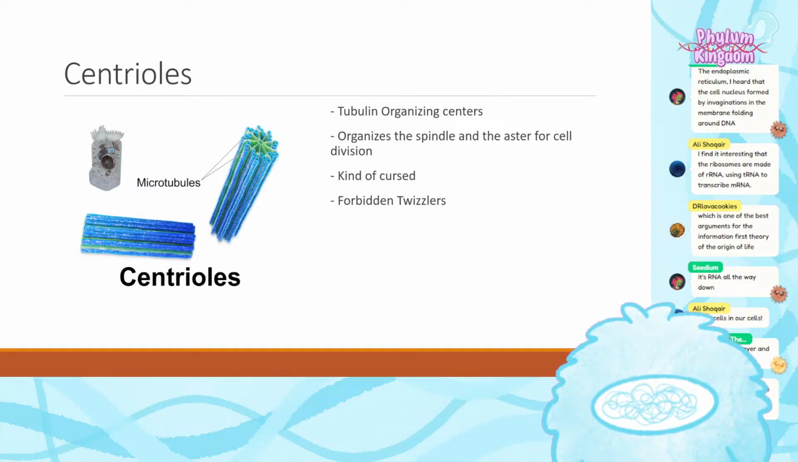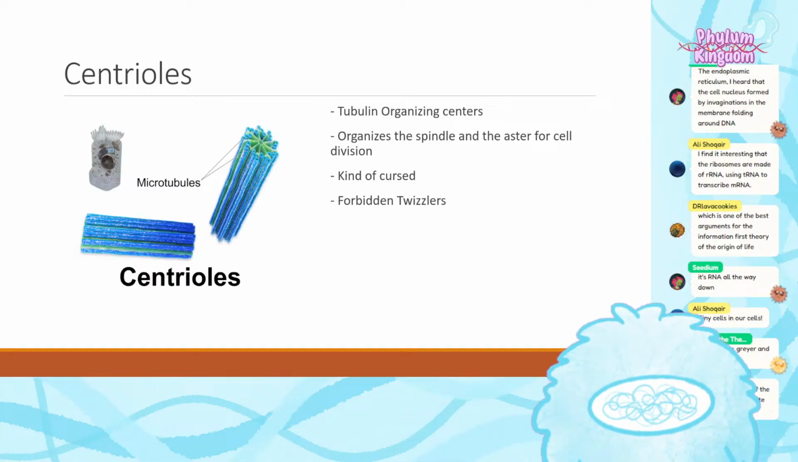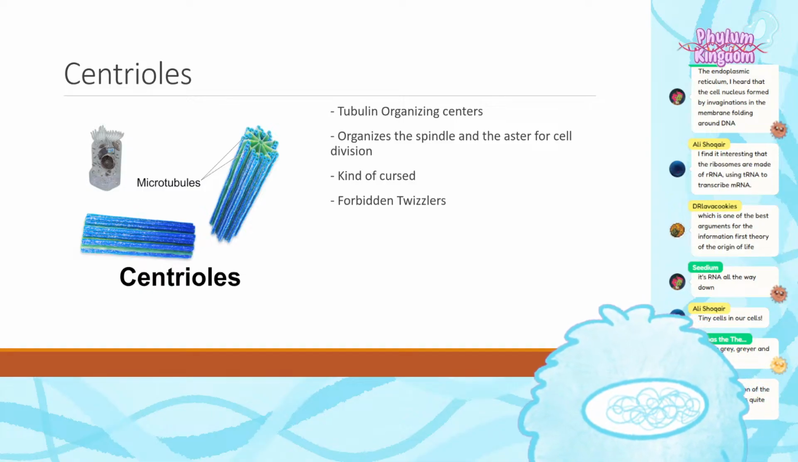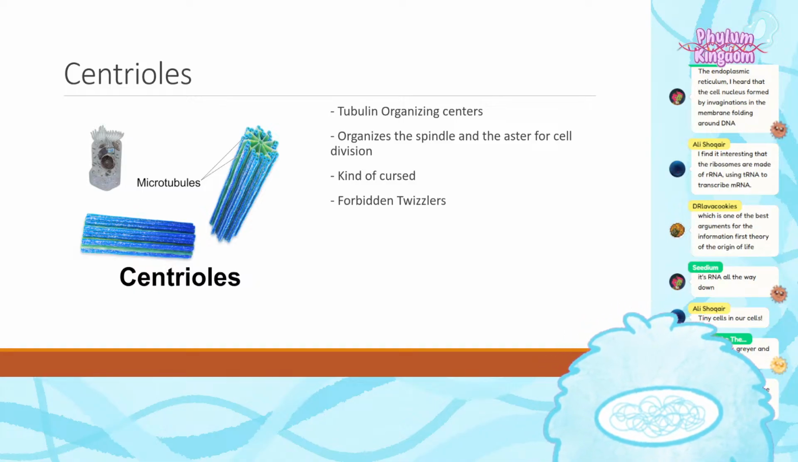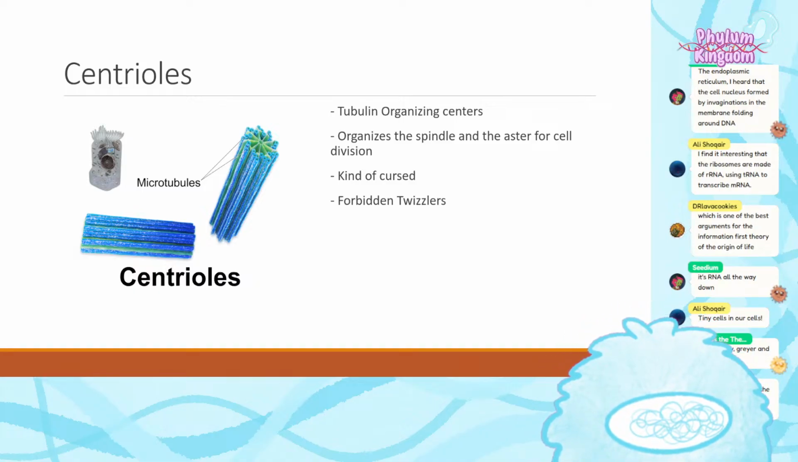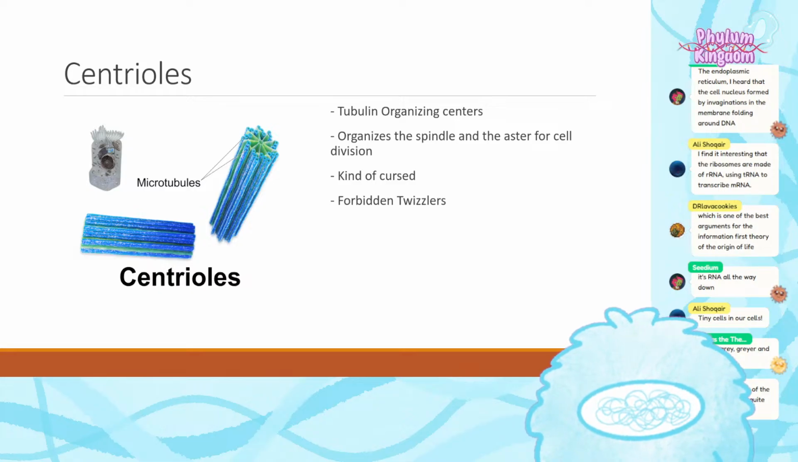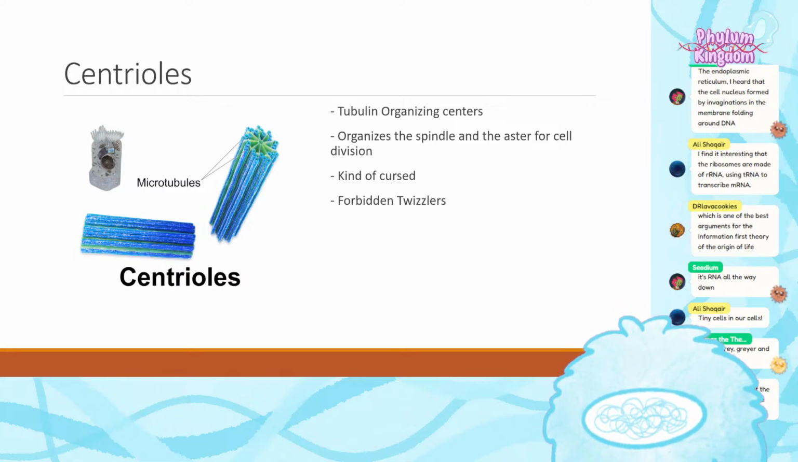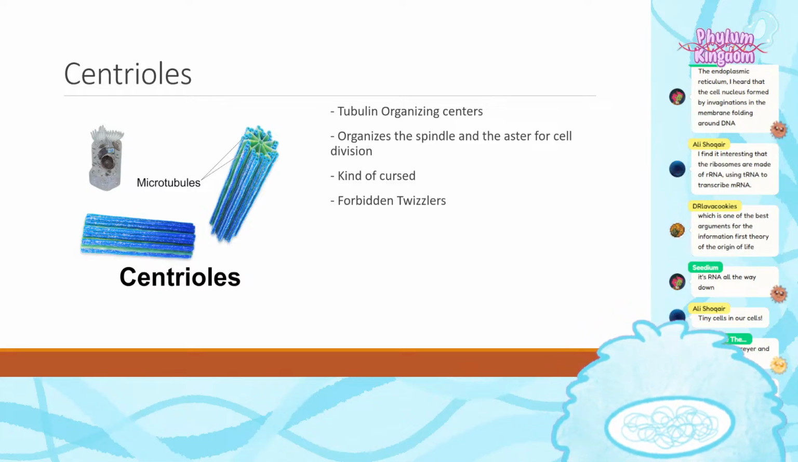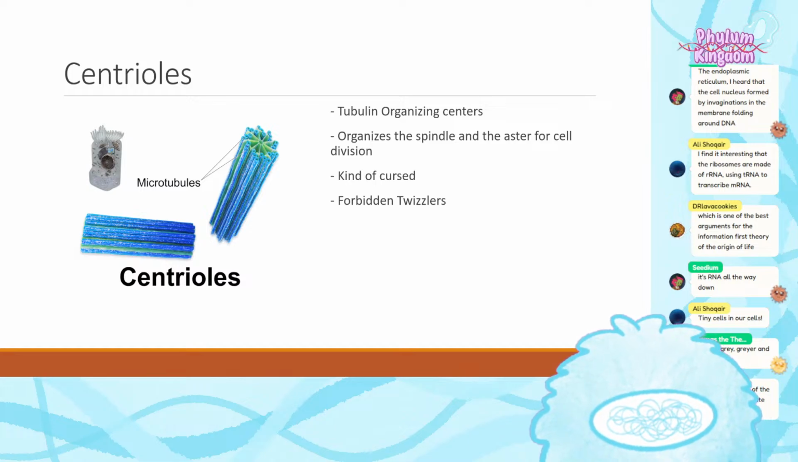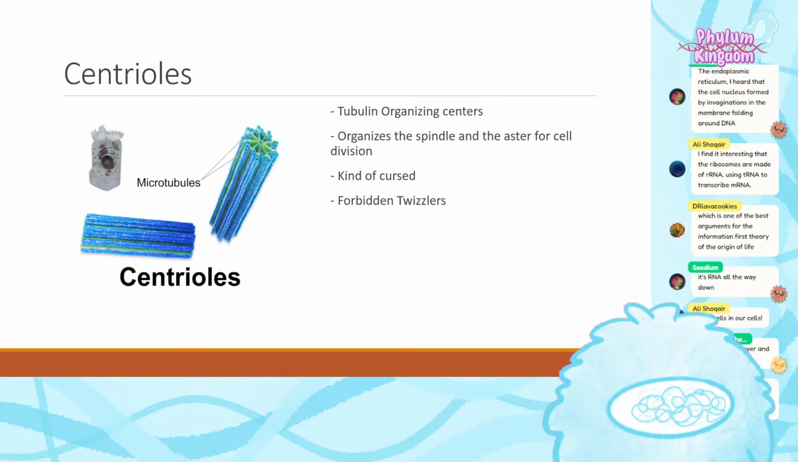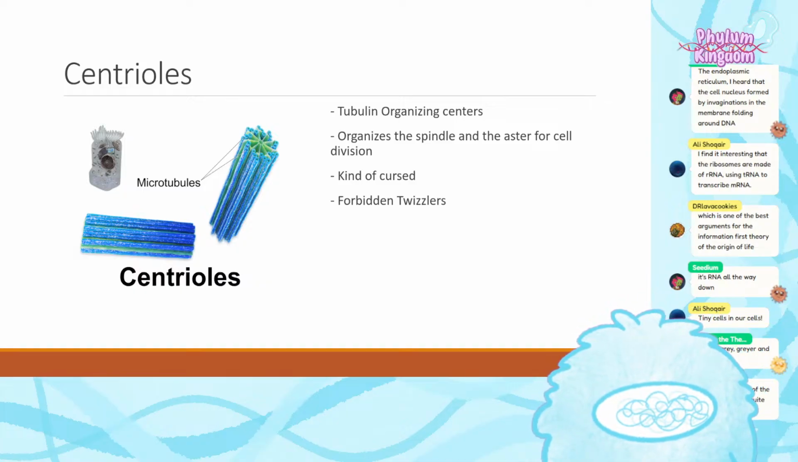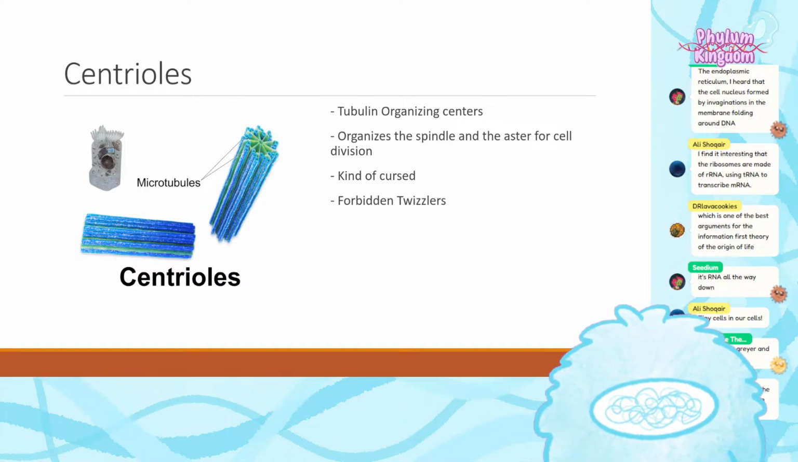All right, and then we have the centrioles, which are just kind of tacked on here because I always forget these things exist. These are tubulin organizing centers, so they are kind of adjacent conceptually to the cytoskeleton. They organize the spindle and the aster for cell division, so if you took a high school class recently, you'll know all about the centriole, even though I forgot most of what I knew about it. They look kind of cursed to me. Honestly, they look very cursed to me all the time. And they kind of remind me of Forbidden Twizzlers, and I don't have that much to say about these guys.